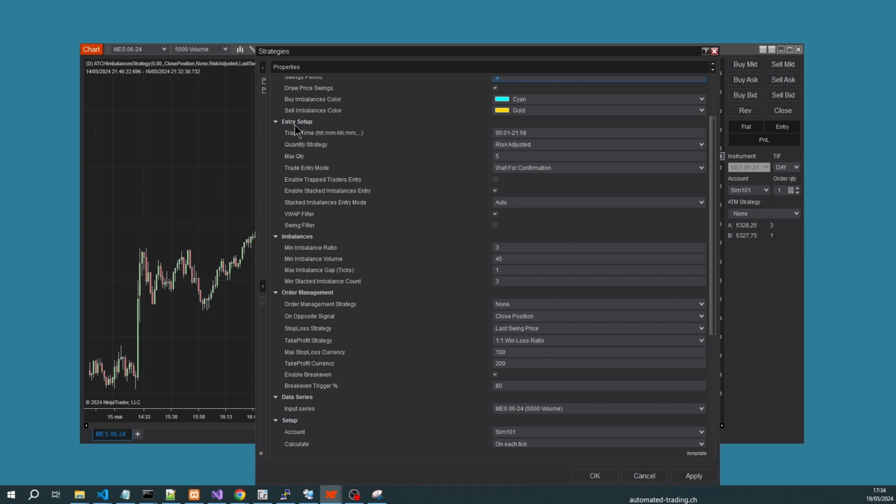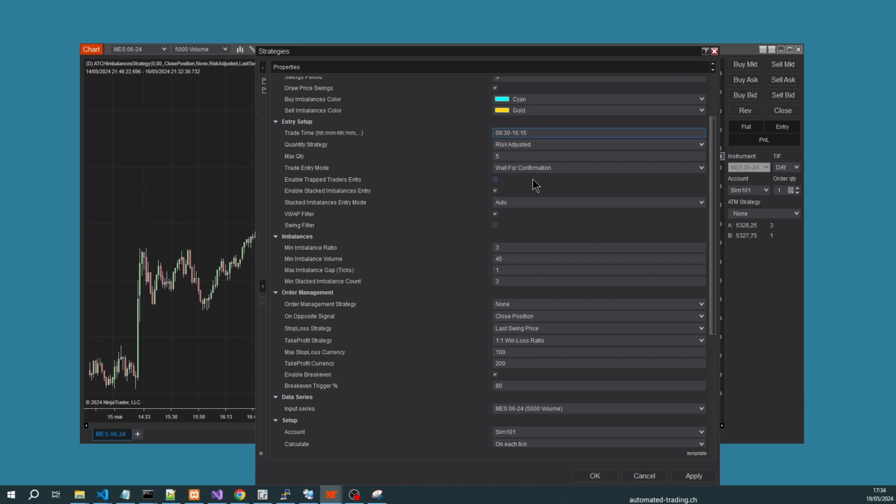Okay, so the next one is the trade time. The trade time is based on your local machine time zone. So if you are in America, for example in the EST time zone, to set this to the regular trading hours, set this to 9:30 to 4 p.m., 16:15, for example. This is the RTH in EST.